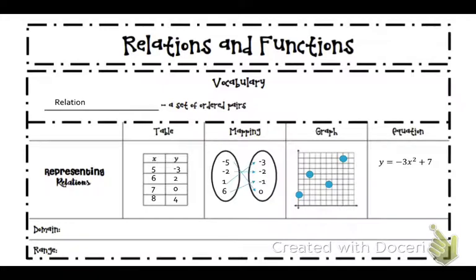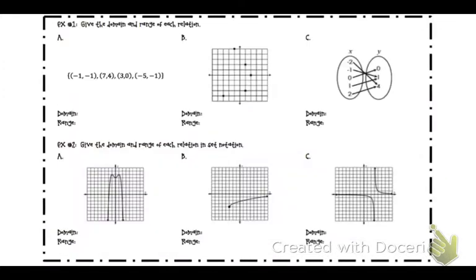Okay? Domain is the set of x values. Range is the set of y values. So domain is right to left, range is up and down. Domain is your x values, range is your y values. Super important to remember that. Okay, so let's give the domain and range of each of the following relations. So remember, domain is x values, range is y values.